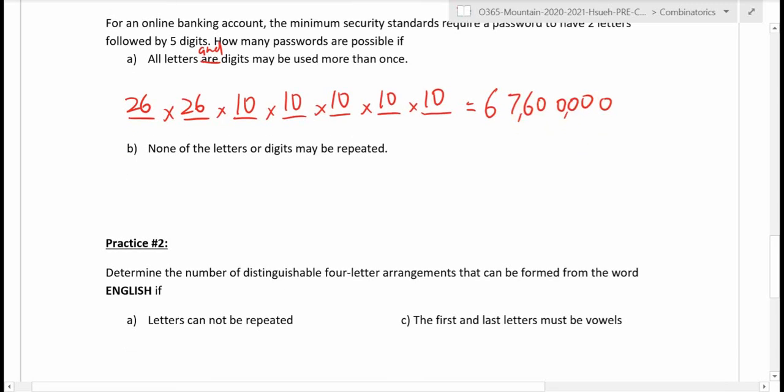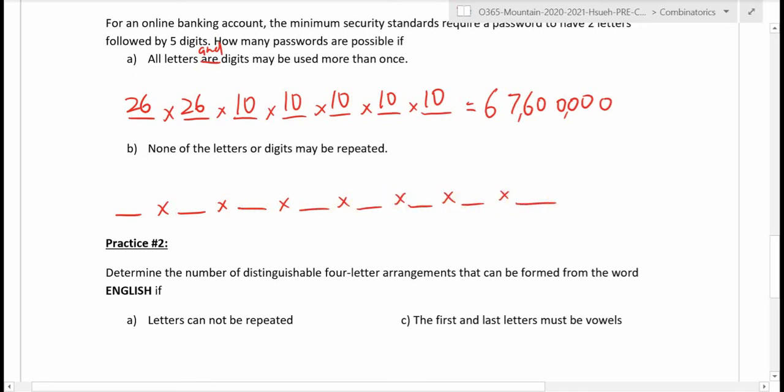Okay, part B, none of the letters or digits may be repeated. So if you think about this, if you cannot repeat them, that means the number of possibilities should decrease. So you should keep that in mind. Your final answer should be less than what you had in part A because you cannot repeat them. Therefore, you should have fewer possibilities.